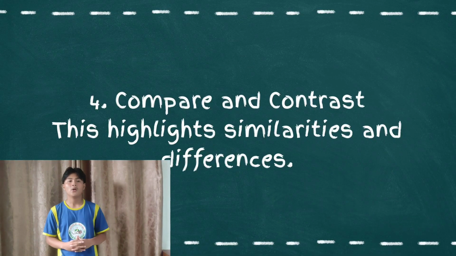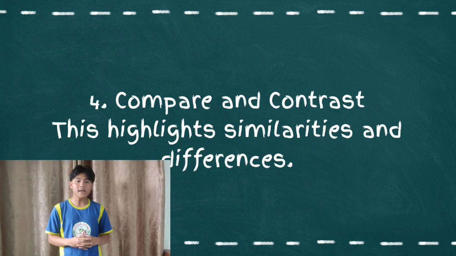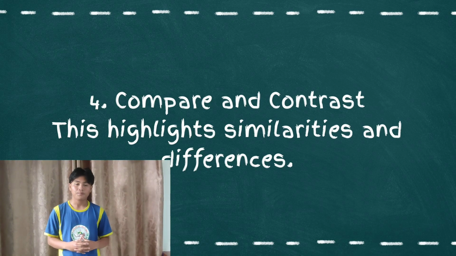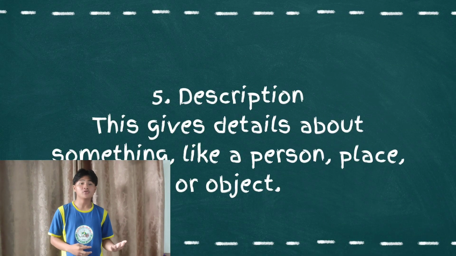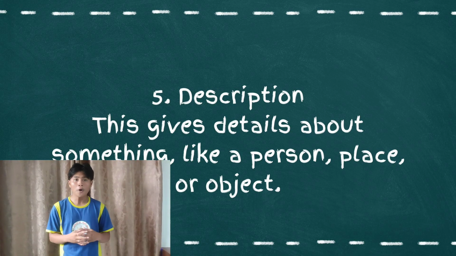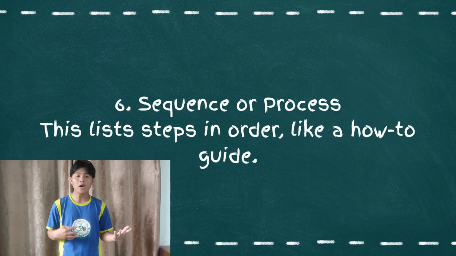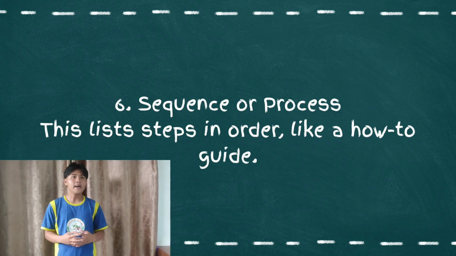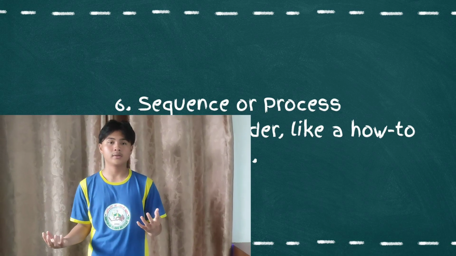Number 4, compare and contrast. This highlights the differences and the similarities. Number 5, description. This one gives details about something, like a person, a place, or even an object. Number 6, sequence or process. This one is like a how-to guide.